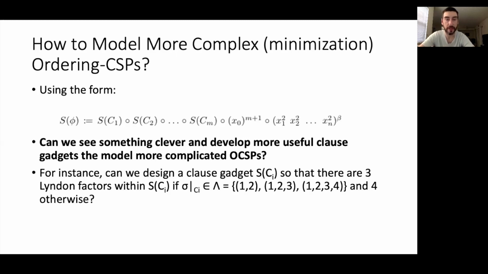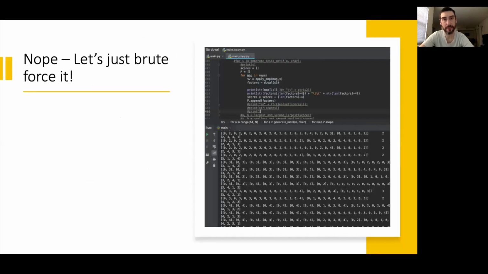And for example, one thing we'd like to do is, if you allow the arity to be between a certain number, like let's say 2 and 4, we'd like to be able to have constraint gadgets that evaluate to 3 factors if and only if it's one of these permutations, and 4 otherwise. And so we thought about that a while. And at the end of the day, we found the most effective way was actually just to search for it.